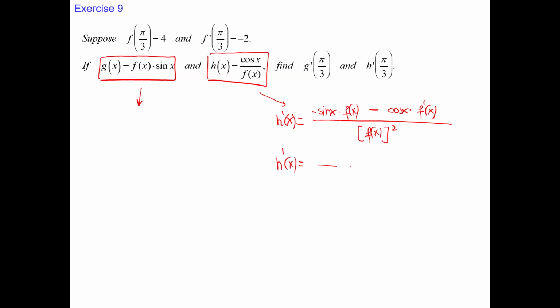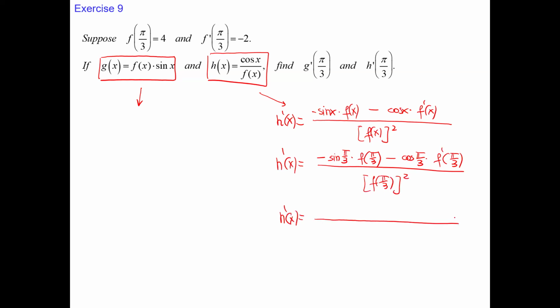Beautiful, that's it. Now we just have to substitute: negative sine at pi over 3 times the value of the function at pi over 3, minus cosine at pi over 3 times the value of the derivative of f at pi over 3, and then the value of the function at pi over 3 squared. The same you will do on the left-hand side for the product.